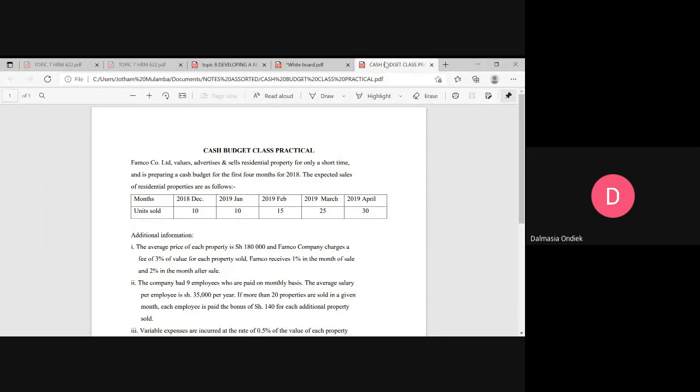Number 2, the company had 9 employees who are paid on a monthly basis. The average salary per employee is 35,000 per year. If more than 20 properties are sold in a given month, each employee is paid a bonus of 140 shillings for each additional property sold. So thank you. Now on that point, it's giving us 2 elements of money out.